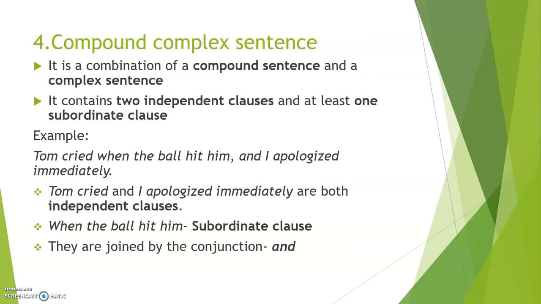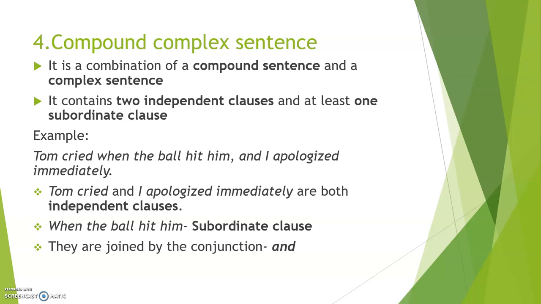The fourth one is compound complex sentence. It is a combination of a compound sentence and a complex sentence. We have already gone through what a compound sentence is and also what a complex sentence is. So, a compound complex sentence, as the name itself suggests, is a combination of both a compound sentence and a complex sentence. It contains two independent clauses and at least one subordinate clause.